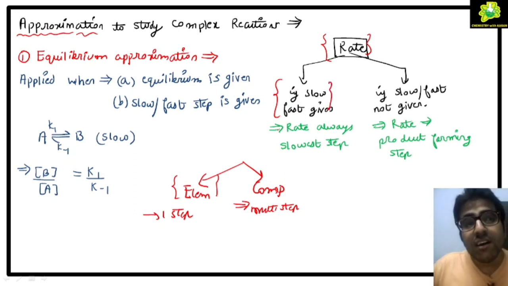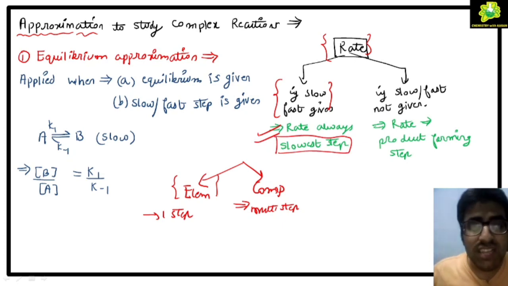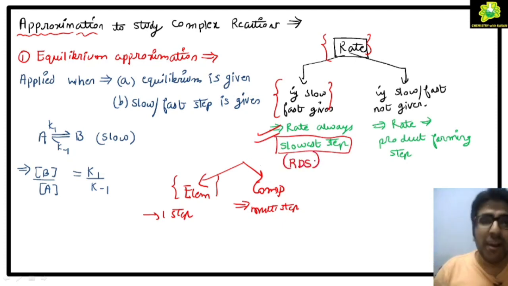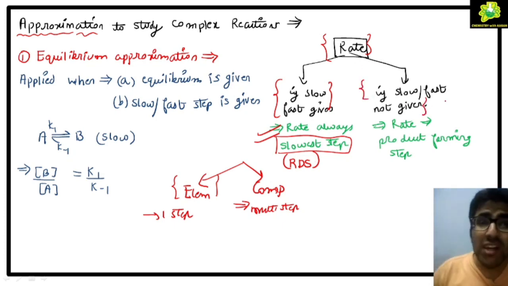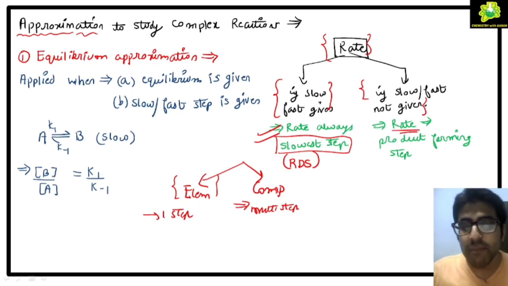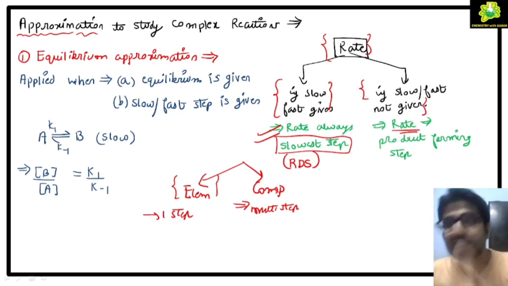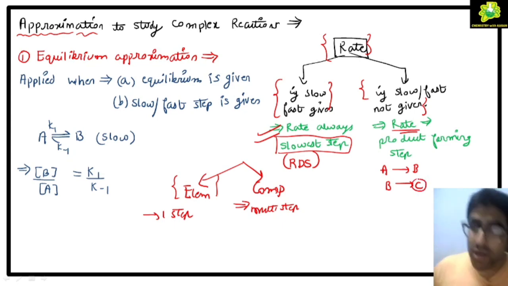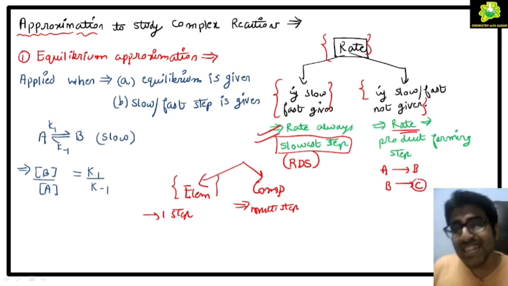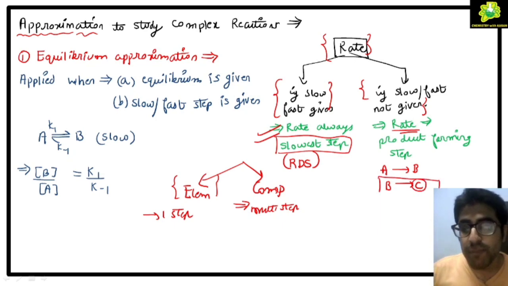then we are going to write the rate of reaction always in terms of the slowest step, because the slowest step is the rate determining step. But if slow and fast step is not given, then rate is to be determined in the product forming step. For example, if A is giving B and B is giving C, so here C is the product, so we will be writing the rate in terms of this step, B giving C step.